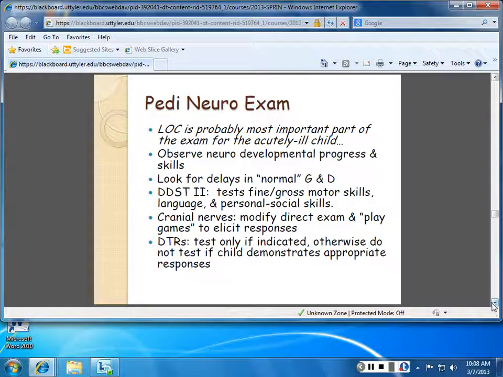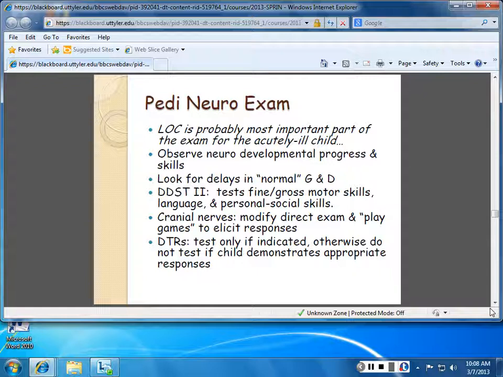In an older child, level of consciousness is probably the most important part of the exam for the acutely ill child. You want to observe their neurodevelopmental progress and skills. Look for delays in normal growth and development. The Denver Developmental Screening Test is going to help you do this. It has little things listed that they should do.